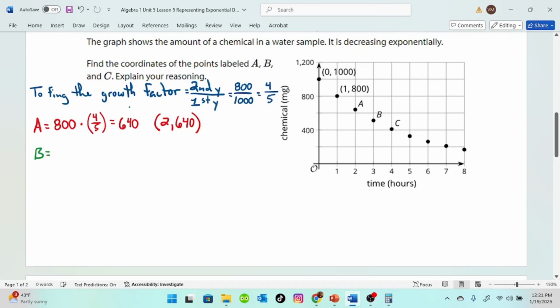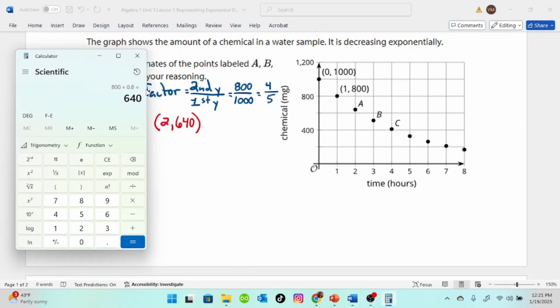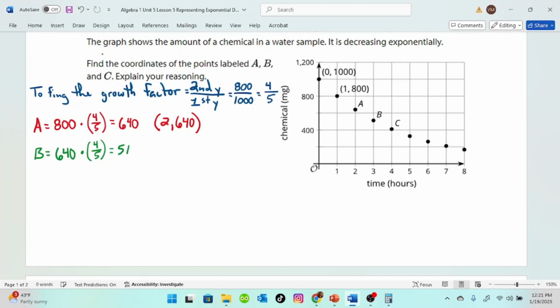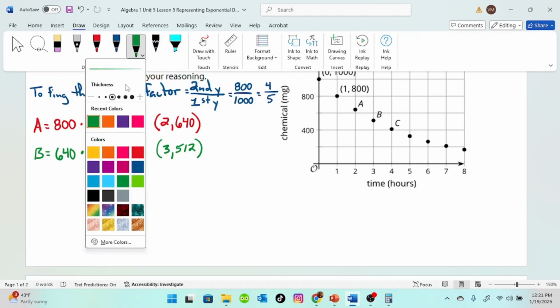If we want to find point B, we're going to take that y value of 640 and we're going to multiply it by that growth factor of 4/5. Again, 4/5 is equal to 0.8. And that becomes 512. And the coordinate for the point, we can see that the x value is 3, and we just calculated the y value as being 512.